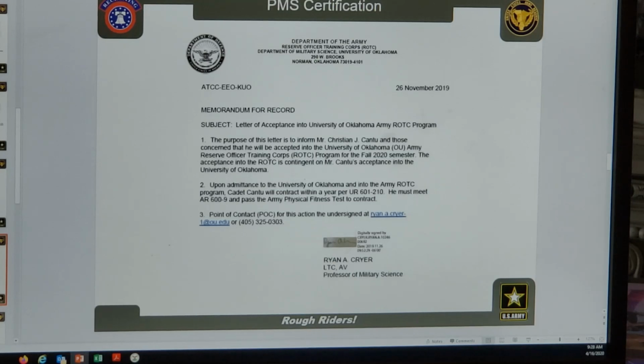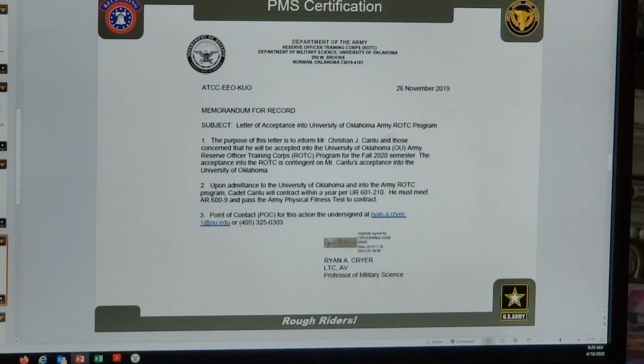It says they'll take him into ROTC, contingent on his acceptance to the University of Oklahoma. He already had his letter prior to this. He had an early admittance or early acceptance letter. He was accepted back in September of last year. And he put "will contract." It doesn't have to say that. He could put "Cadet Cantu has the potential to contract within 1 year." Still meets the intent of the regulation, and this is good to go.